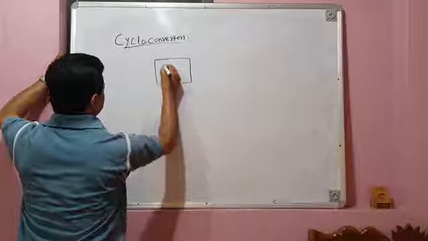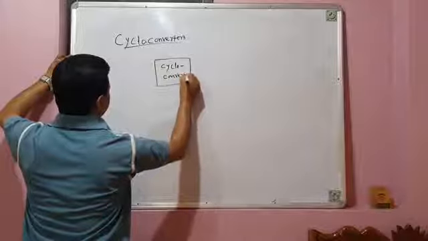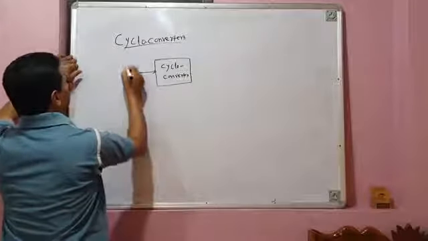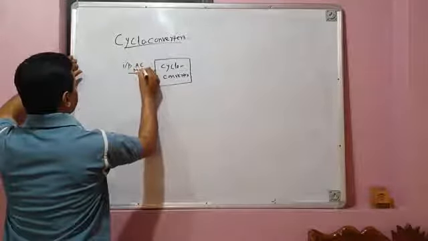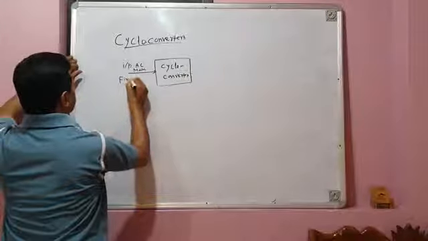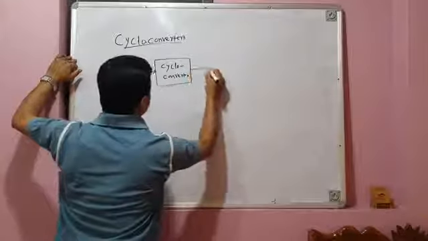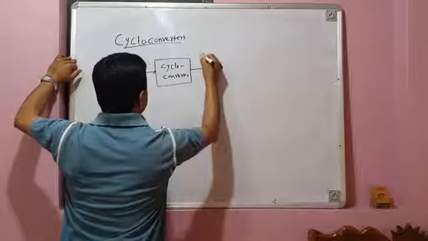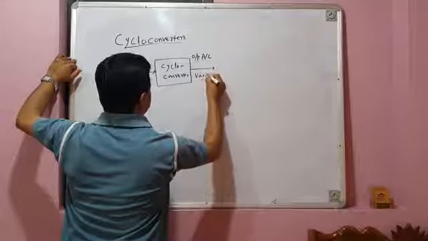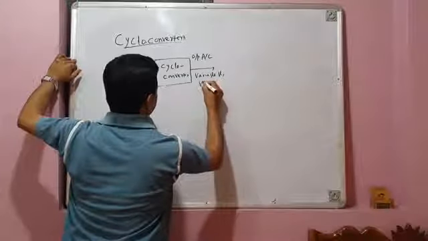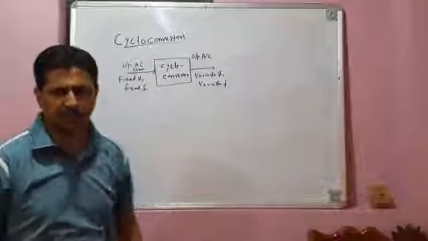So let me draw the block diagram. This is a cyclo-converter. It may be a single-phase cyclo-converter or a three-phase cyclo-converter. The input voltage, this is input AC mains, is at fixed voltage, fixed frequency, fixed V and fixed F. The output of this cyclo-converter is AC, so I will write here output AC, but variable voltage, variable frequency. And it is a single stage conversion.